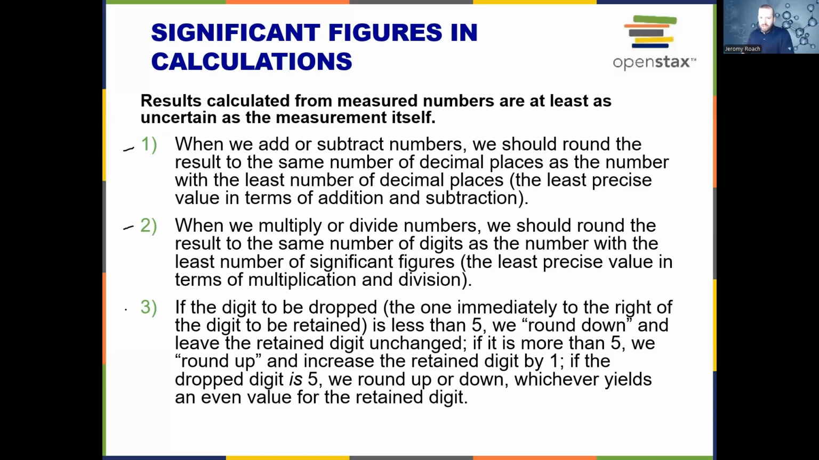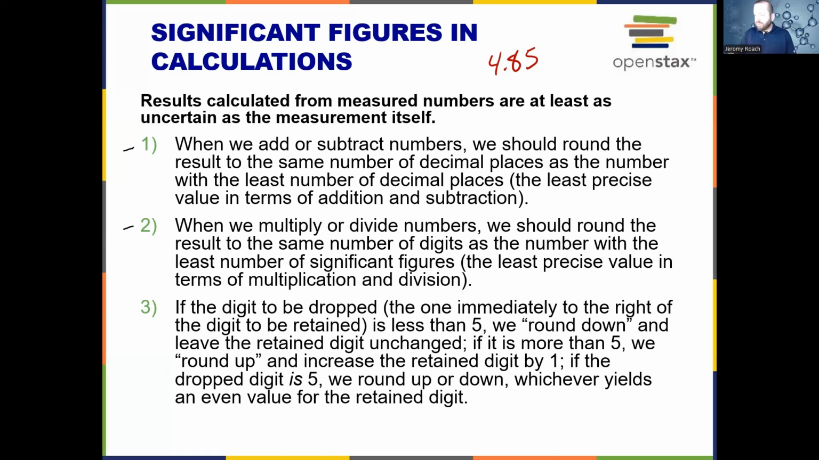If the digit to be dropped is less than 5, we round down. And if it's more, then we round up. If it is 5, we round up or down, whichever yields an even value. So for that last example, I did not do that correctly. Our value was 4.85. And we have to yield an even value for our retained digit.